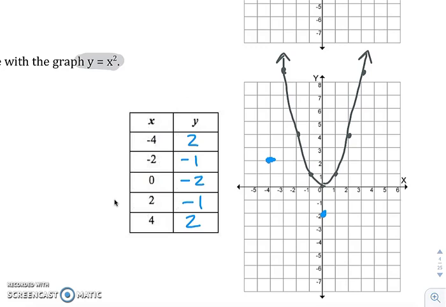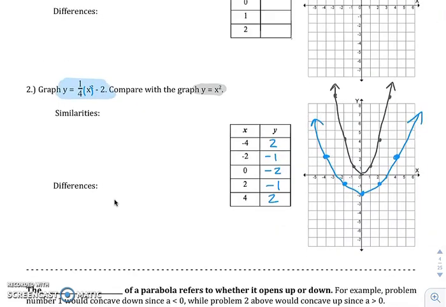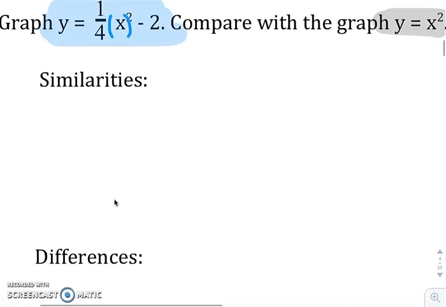I plotted that one incorrectly. There we go. 2, negative 1, and 4, 2. So if you compare the blue graph to the gray graph, you should notice a couple of things, hopefully. So the similarities, they have the same axis of symmetry because they're still both centered in the middle of the graph on the origin.